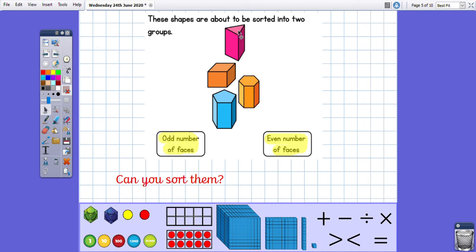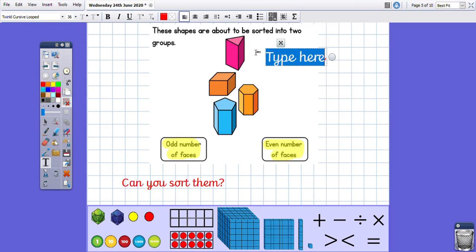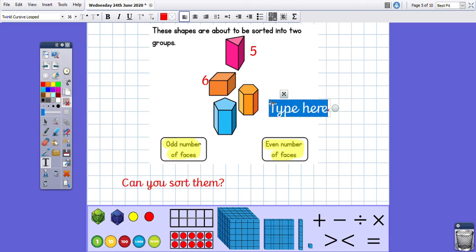The triangular prism has got 5 sides. So I'll write that next to it. The cube has got 1, 2, 3, 4, 5, 6 faces. The hexagonal prism has got 8 and the pentagonal prism has got 7. Can you now sort them for me? I've helped you with the faces. You now need to sort them between odd and even.